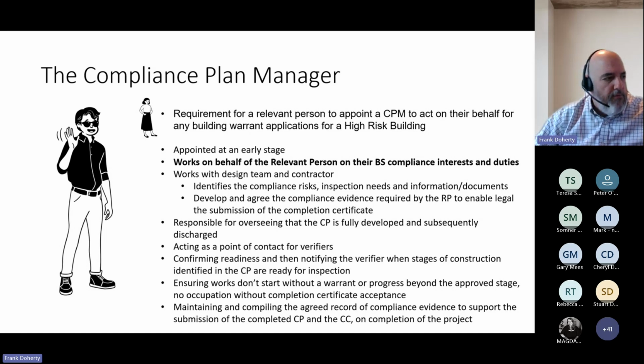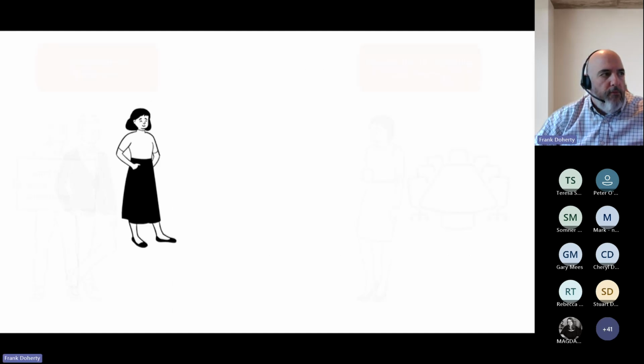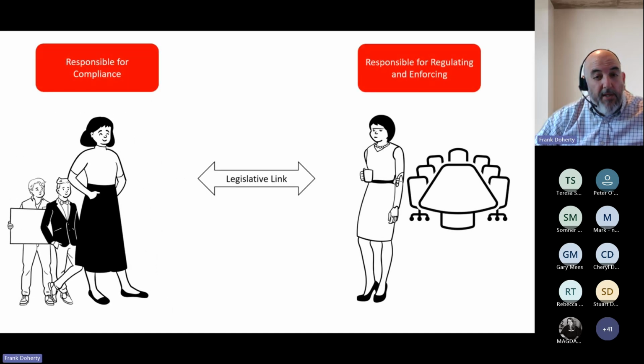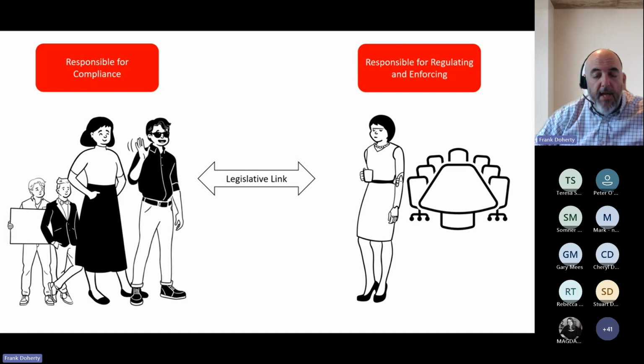I'm not going to go through them all because of time, but they basically act on behalf of the relevant person. So if we go back to this, the responsibility for compliance and legislation is with the relevant person. Changes to legislation may put the compliance plan manager in there to help, but the responsibility for compliance would still rest with the relevant person.